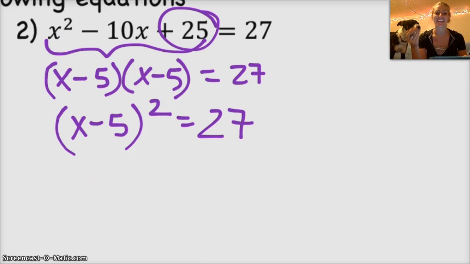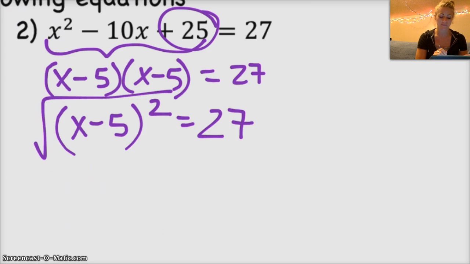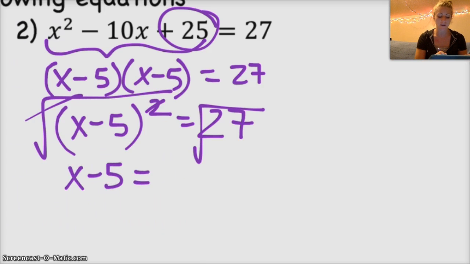All right, anyways. So now you've got something squared equals 27. So we take the square root of both sides, and my square and my square root cancel. I get x minus 5 equals the positive and negative square root of 27.